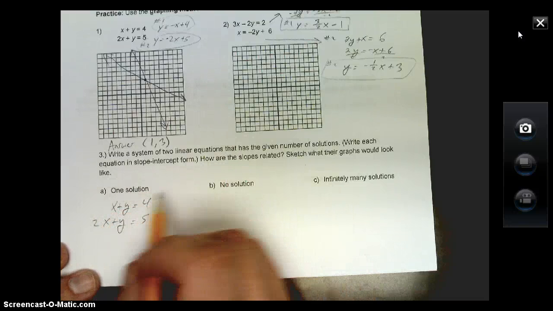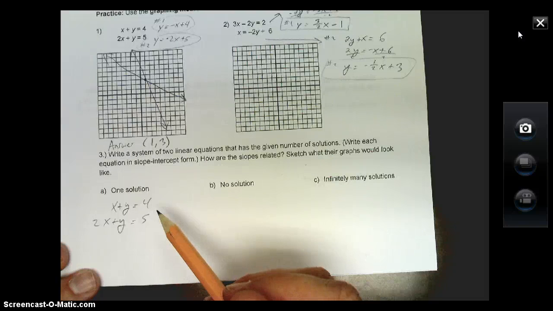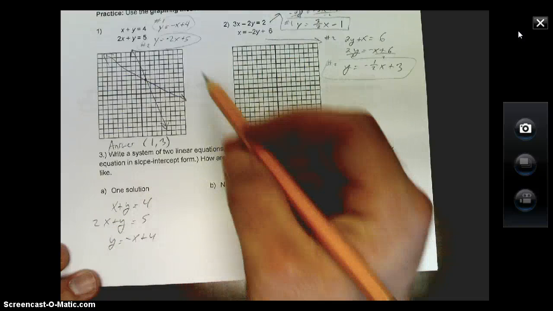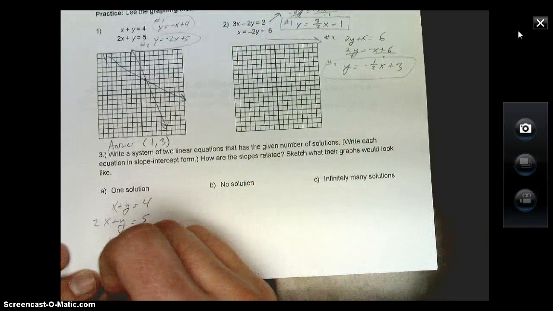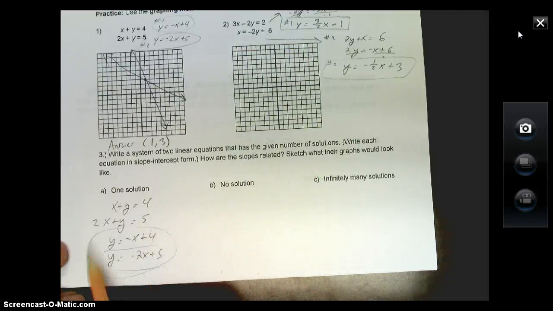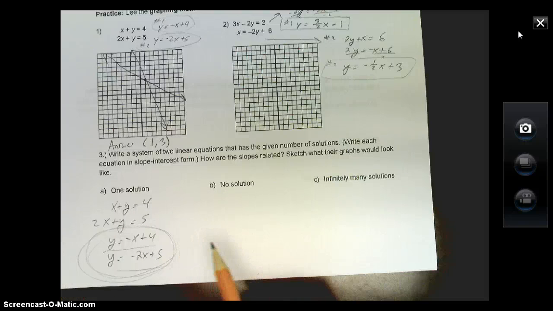All right. So same idea here. If I would have gotten y by itself, I get y equals negative x plus 4. How am I doing this? Just see above. And y equals negative 2x plus 5. All right. So this was one solution. We saw the X marked on our graph and it all went well.